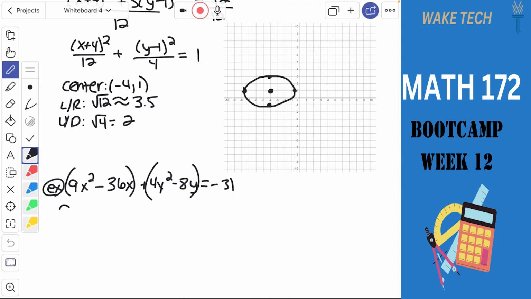So for the x's, we should factor out a 9. For the y's, we should factor out a 4.